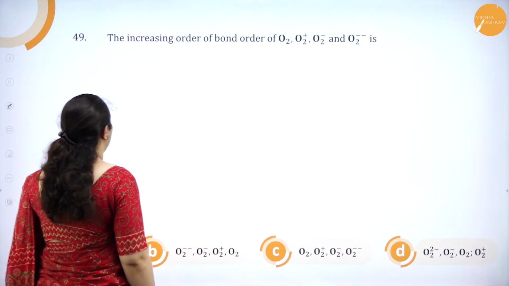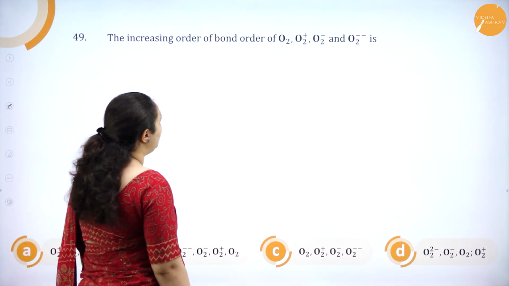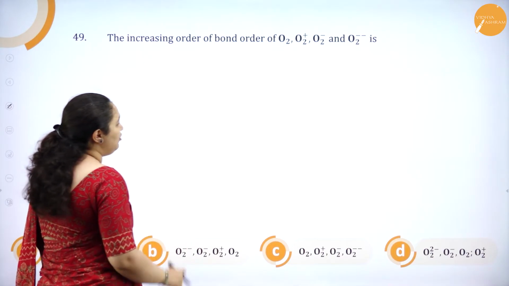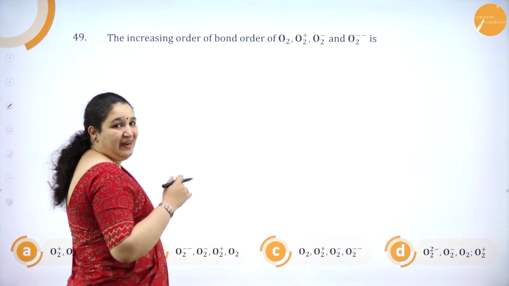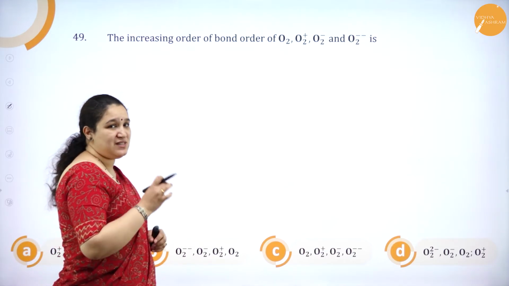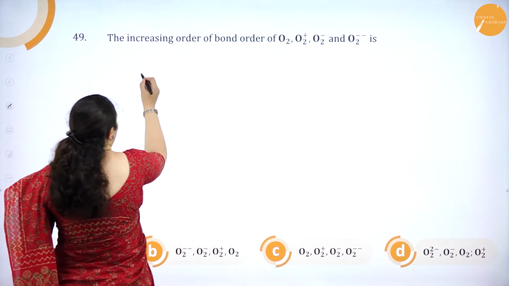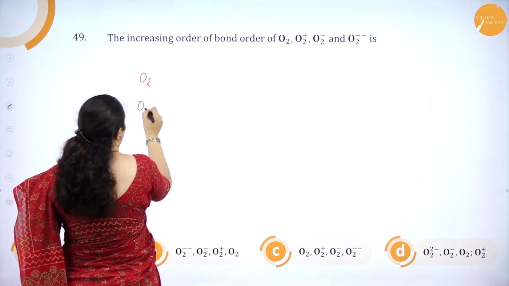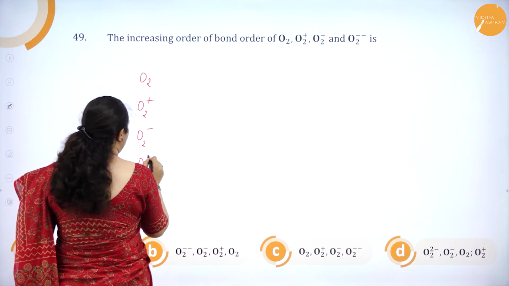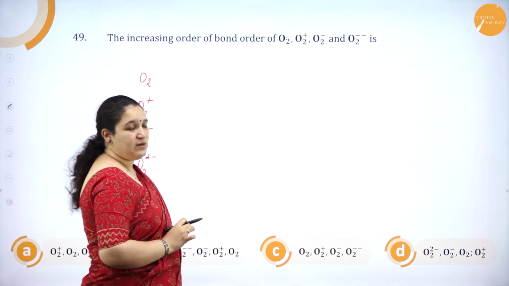Next one. The increasing order of bond order of O2, O2 plus, O2 minus and O2 2 minus is. See, when you have such questions, it is better to avoid looking into the options first. There is a high chance of you getting confused. So what we can do is write it off and calculate the number of electrons here. If you know the number of electrons, you will get to know the bond order.